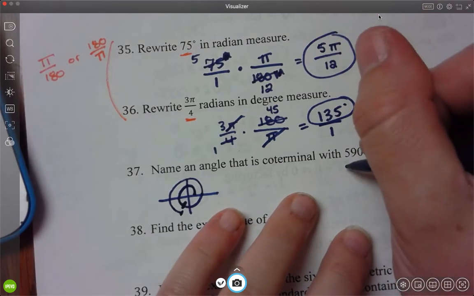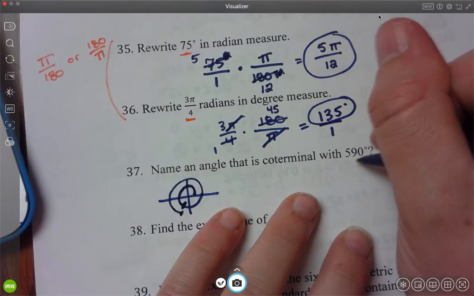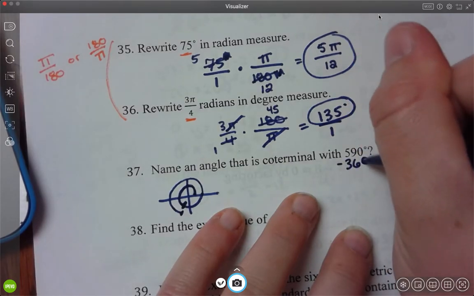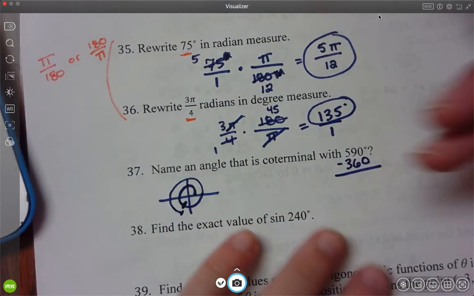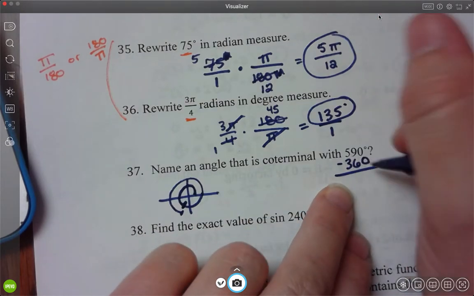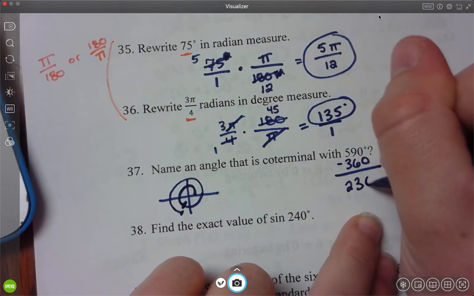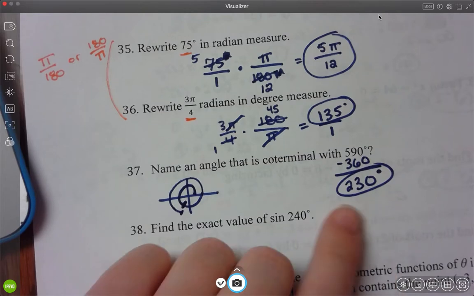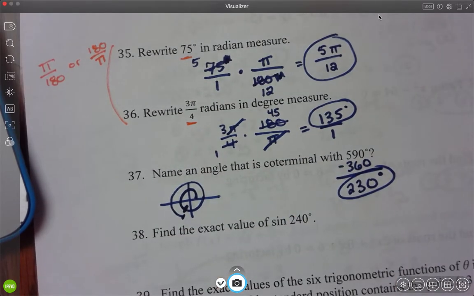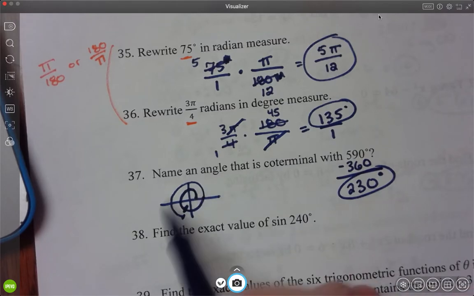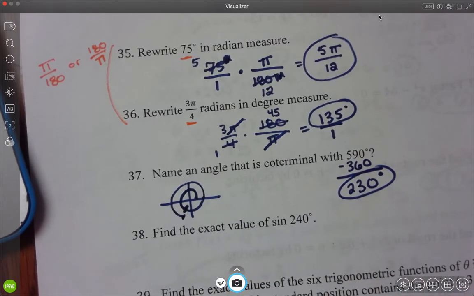So coterminal angles are basically one more rotation of 360 or one less rotation of 360. So we can either add 360 to this or subtract 360. In this case, let's subtract 360 so we get a smaller answer. 590 minus 360 is 230 degrees. So 230 degrees will get me in the exact same spot as 590. There's really no need to spin around more than once to get there. 230 degrees will get me there faster.